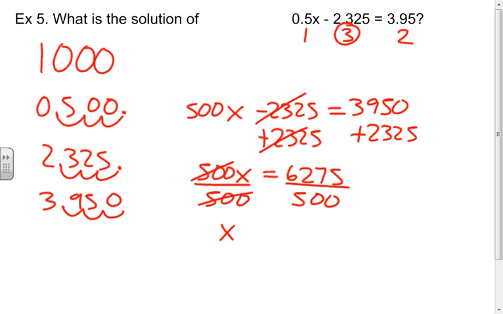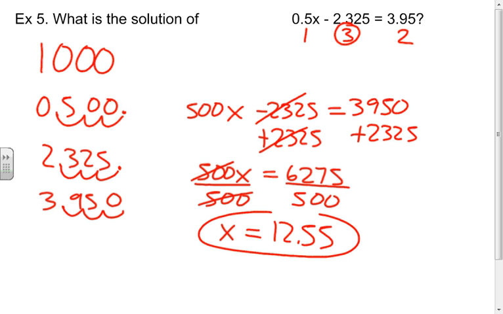Get my calculator here. What kind of answer should we get? Well, our problem started with decimals, so my answer can't be a fraction. So we get 12.55 is the answer. Again, even with this one, you could plug it back in and check your answer as well. Okay. There's practice problems for this set.